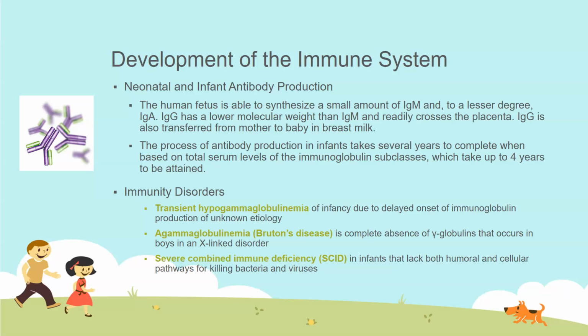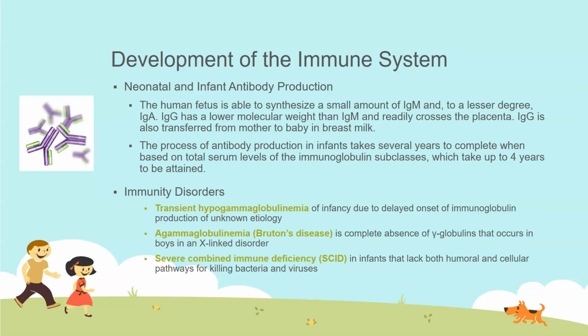And the breast milk also has IgA in it. The process of antibody production in infants will take several years to fully complete when you base it on the total serum levels of the different immunoglobulin subclasses, so the IgM, IgA, IgG, IgE, etc. And it can take up to 4 years to really attain full production of antibodies, which is again why they're more susceptible to infections and being sick.